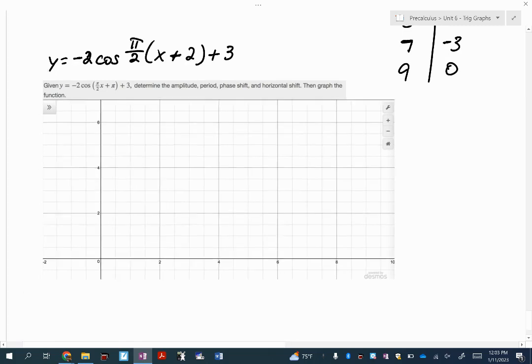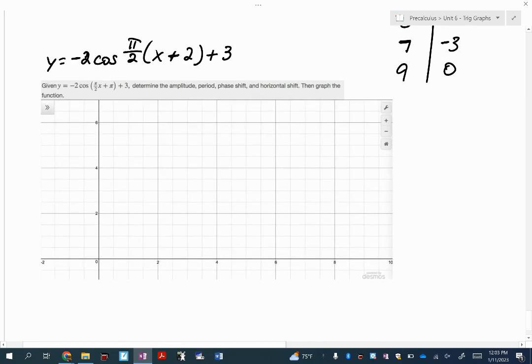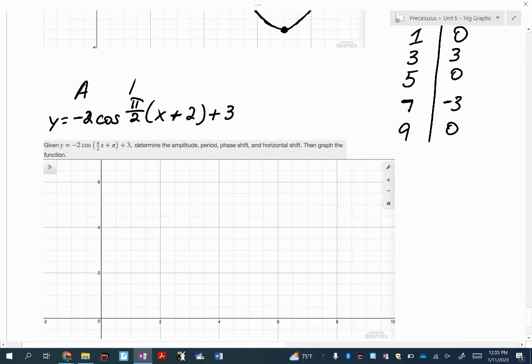All right, so notice I've got everything here. I have a new period because I have a letter B. Let me write my letters here. So A, B, C, and D. So I have a new period because I have a letter B that's not 1. My amplitude is going to be positive 2, so I have a different A. I have a horizontal shift because of that plus 2 in the parentheses, and I have a vertical shift because of that plus 3. So we have a lot going on here.